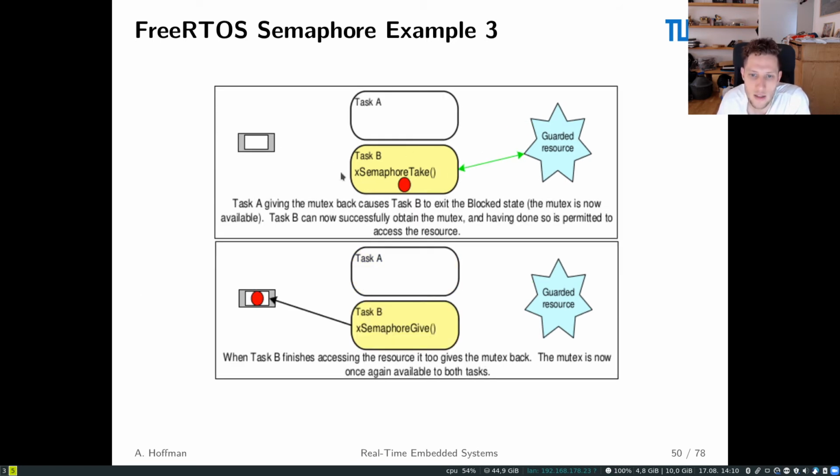And so once the resource is available, it's going to take it and it's going to unblock and take the resource, right? And so task B has now taken the resource, which is written here, and it now has access to this guarded resource. And so when it's finished with the guarded resource, it has to give it back.